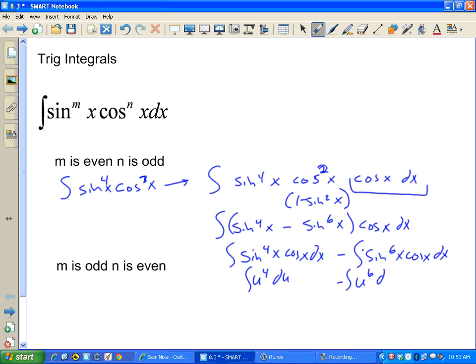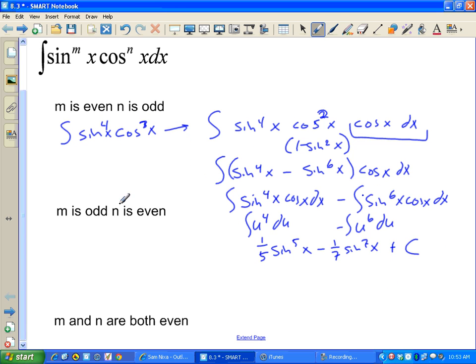Now this really is u to the fourth du, and this is u to the sixth du. If I make u be sine of x, du would be cosine x dx, which I have there. And we just use the power rule, so this would be 1/5 sine to the fifth x minus 1/7 sine to the seventh x plus a constant of integration.